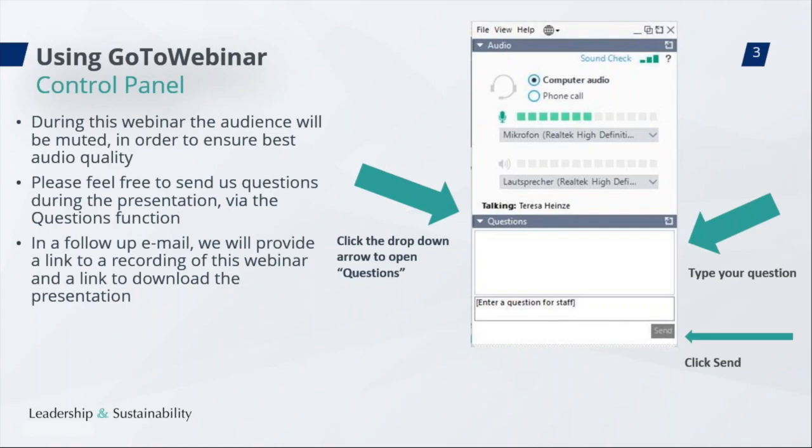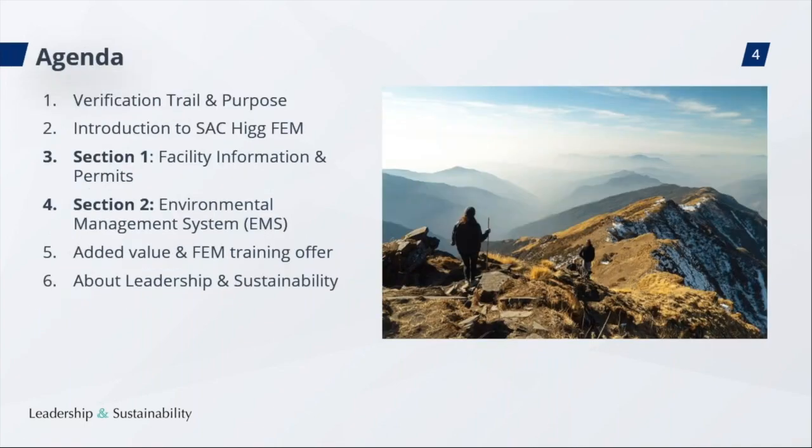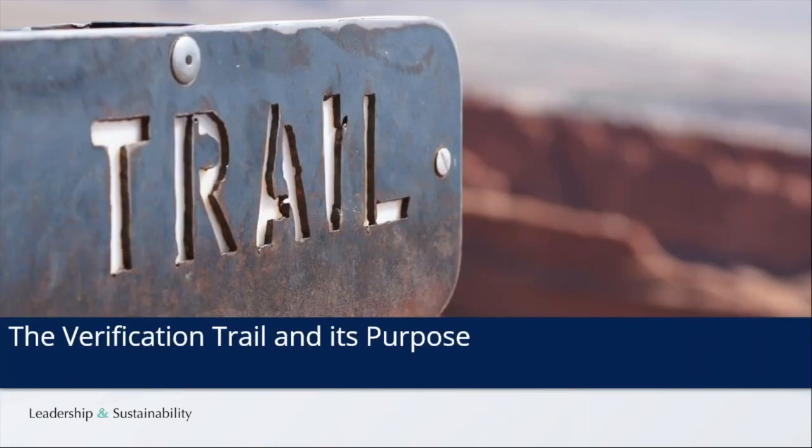Okay, so let's get started. Today, we will introduce you to the SAC Higg FEM Facility Environmental Module, specifically the sections 1 and 2. The section 1 about facility information and permits, and the section 2 about environmental management systems. We will also have time for questions and discussion, and we will also make you an offer and present our team to you. And now let me introduce you to the verification trail.